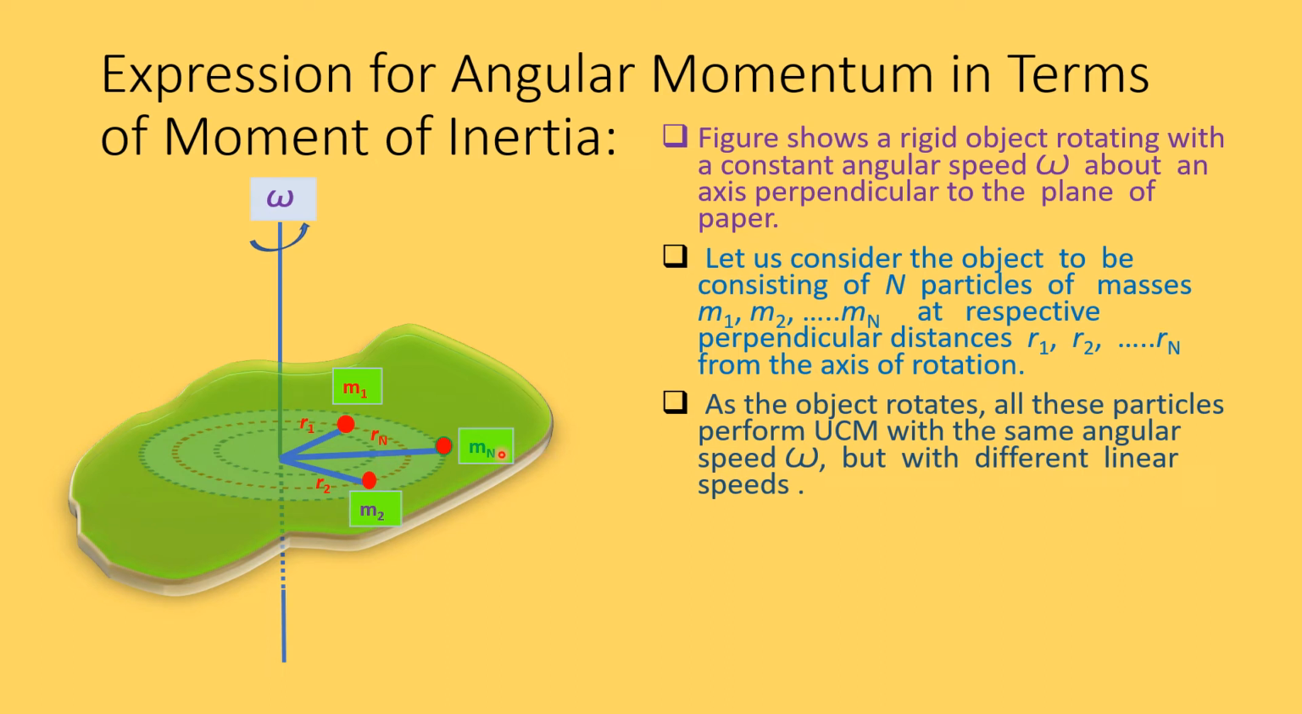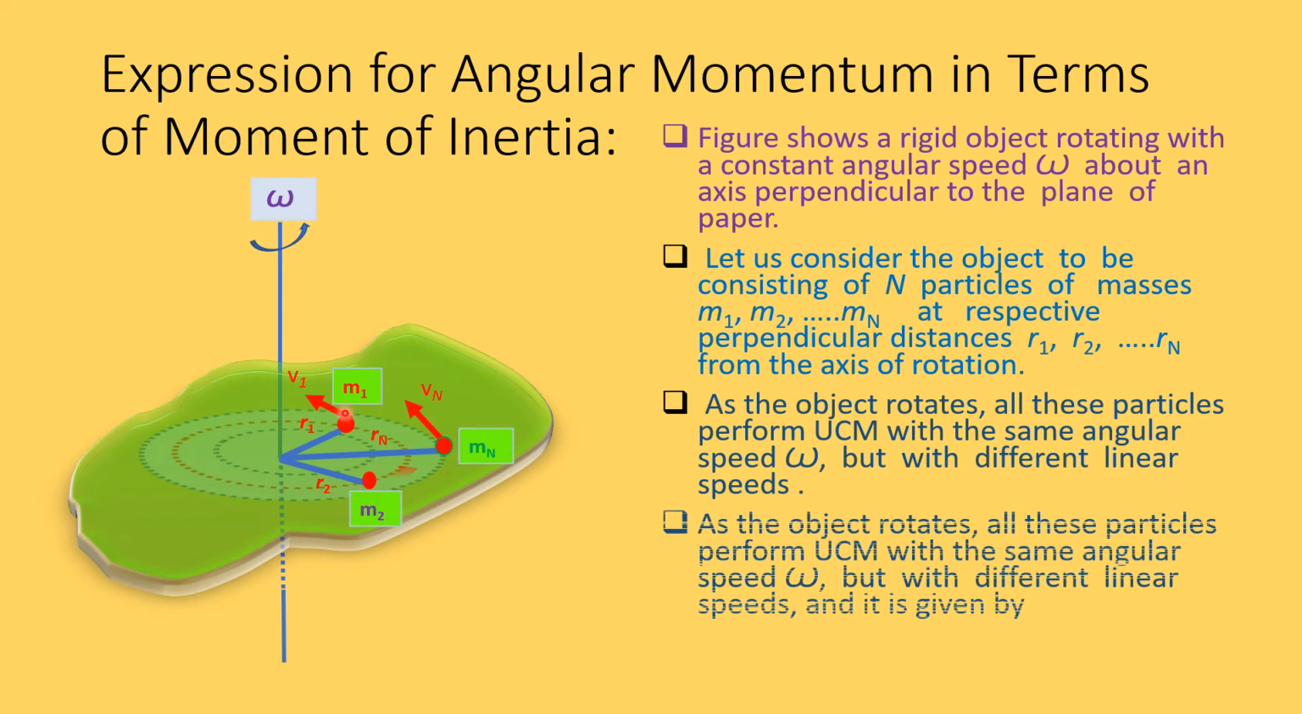As the object rotates, all these particles perform uniform circular motion with the same angular speed omega but with different linear speeds. So this v1 is the linear velocity of the mass particle m1, v2 is the linear velocity of mass particle m2, and so on. vn is the linear velocity of mass particle mn.